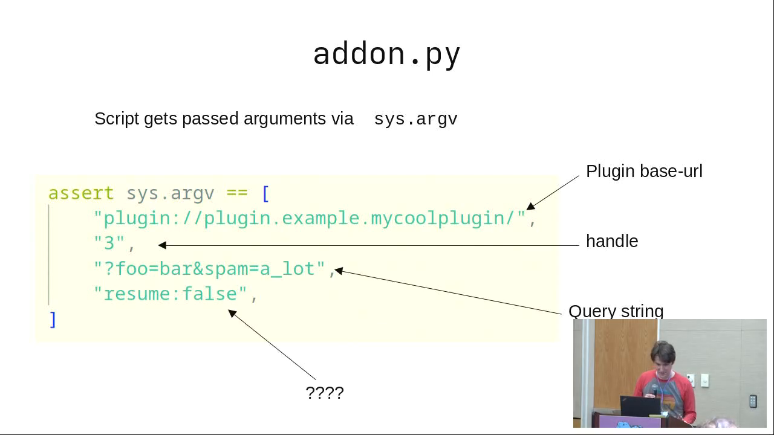And then there's this resume false, which is not in the wiki. I've never seen the fourth parameter be anything other than resume false. I don't know what that's about, so I just ignore it, but just know it's there. It's probably not something to worry about, right?